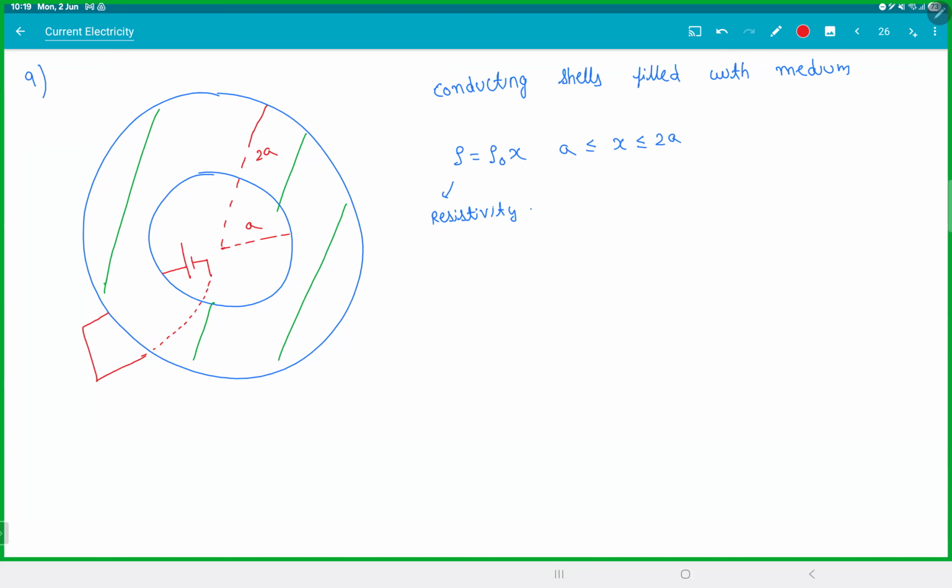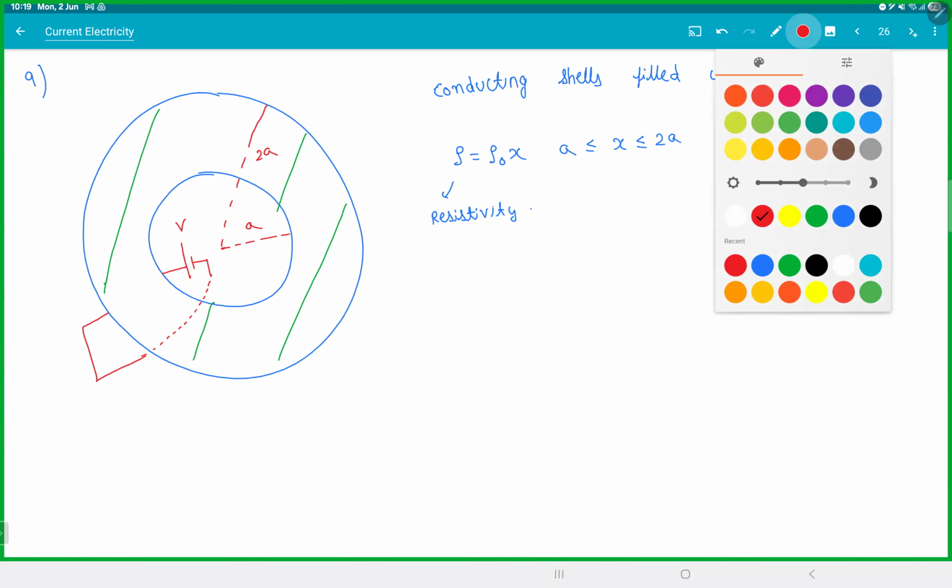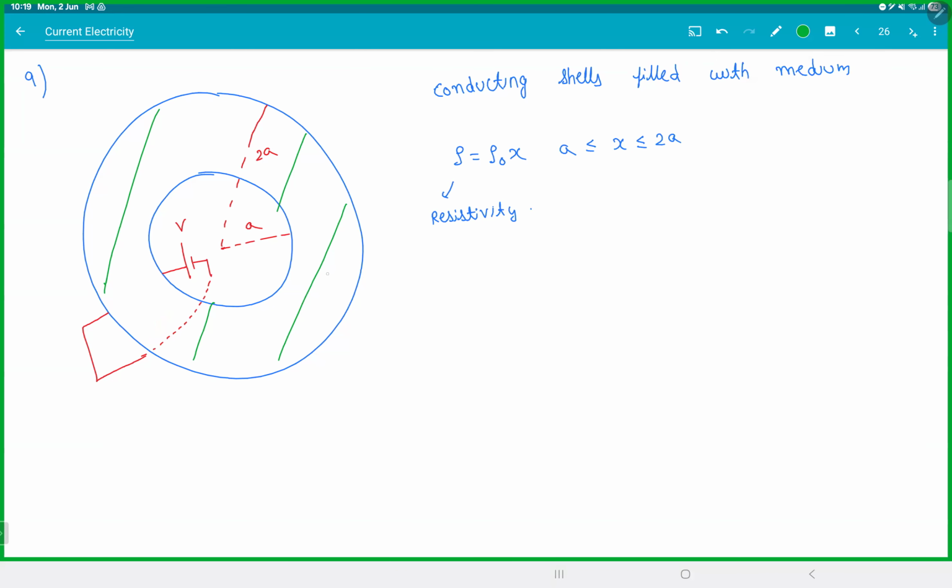Clear? So they're conducting shells, na? So in and out are connected. The voltage of the battery is V. So current will flow from inside to outside. So remember the blue lines are conducting shells. The green one is a medium, which is rho. First question, find R equivalent.